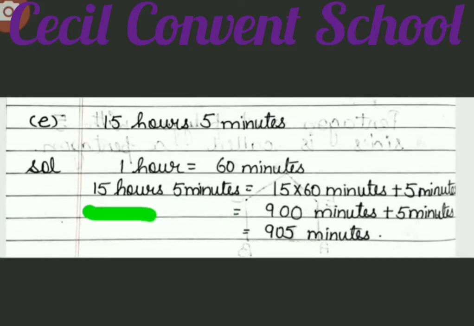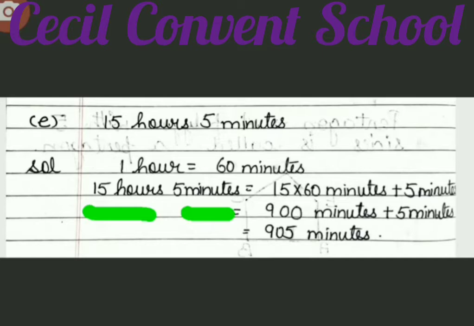15 hours. For converting 15 hours into minutes, what do you do? You will do 15 into 60, because you know that 1 hour is equals to 60 minutes. So you do 15 into 60 minutes plus 5 minutes, because 5 minutes is already in minutes. So you will not change it, you only add it. Now 15 into 6, you have to do like this. 15 sixes are 90. 90 you will write down and the 0 at the end of 60, so you put a 0 as it is.